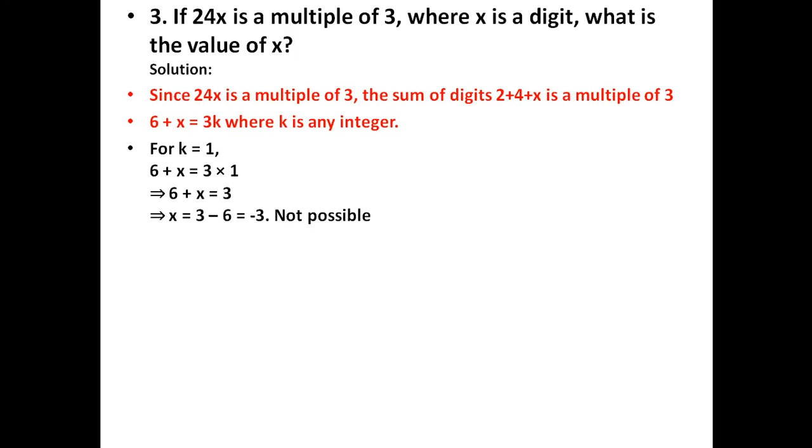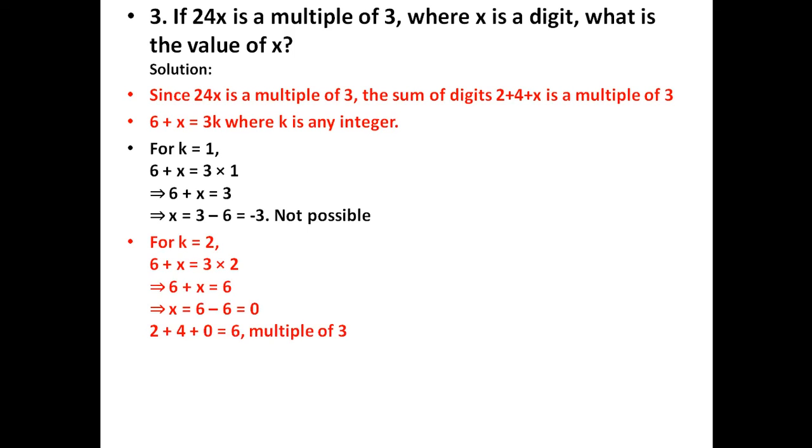Again we try 1, you get minus 3 as the answer. x is a digit, it cannot be a negative number, so this is also not possible. Moving to the next possibility, k is equal to 2. 6 plus x is equal to 3 into 2, because we are substituting k as 2. So 3 into 2 is 6.